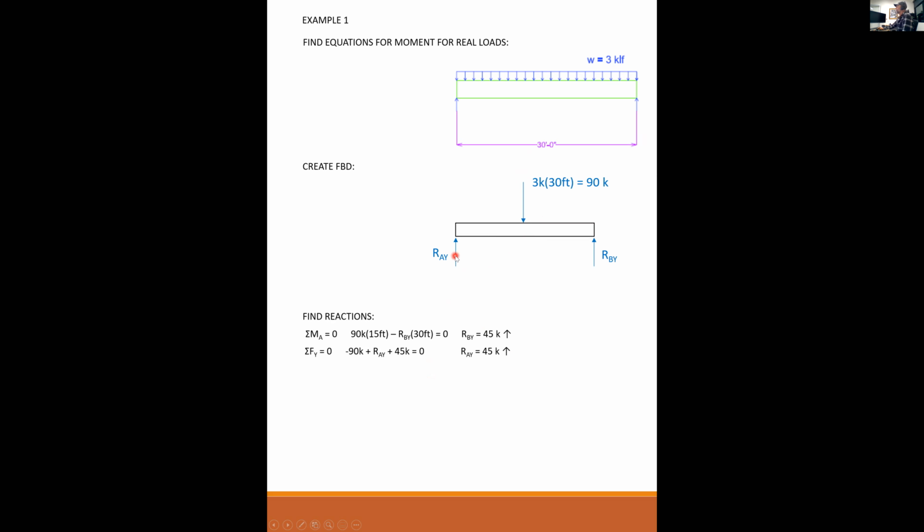Okay, so the next step, we have the equations for the virtual load. Now we need the equation for the real load. And so my real load is 3 kips per lineal foot. I'm going to find my reactions. I create a resultant, sum my moments and forces to get 45 kip reaction at A, a 45 kip reaction at B. And we decide on cut points. Because it's uniform, I only need 1 cut point.